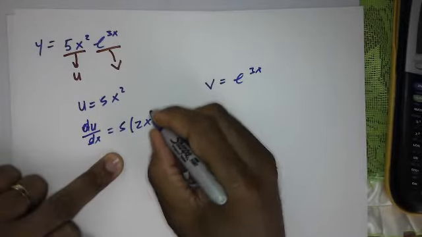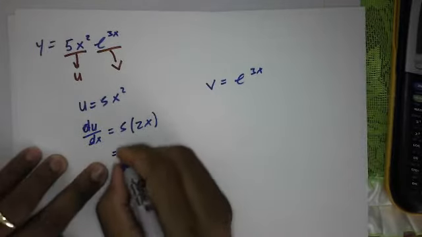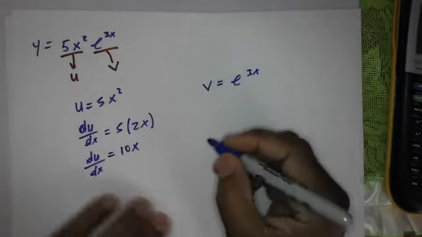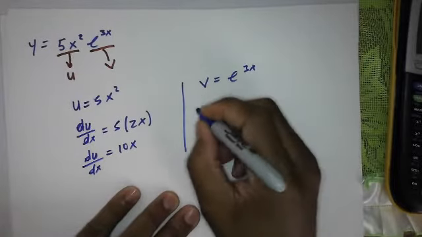But x to the 1 is just x, okay? So this is 5 times 2x, that is 10x. So this is du by dx. Okay. Now let's differentiate v with respect to x.